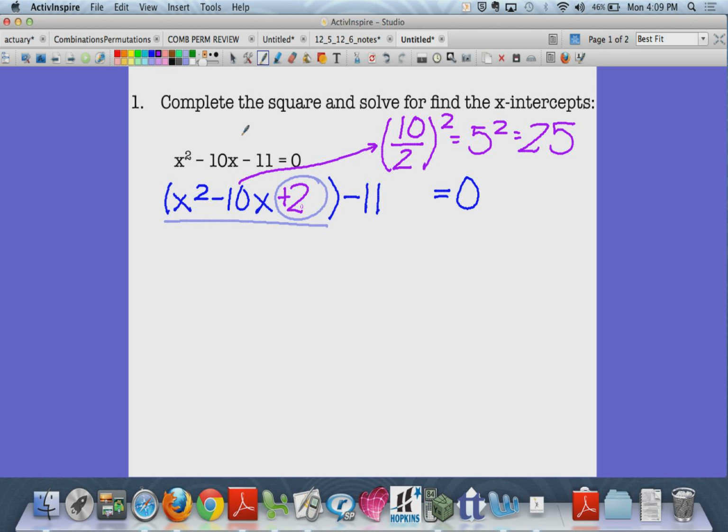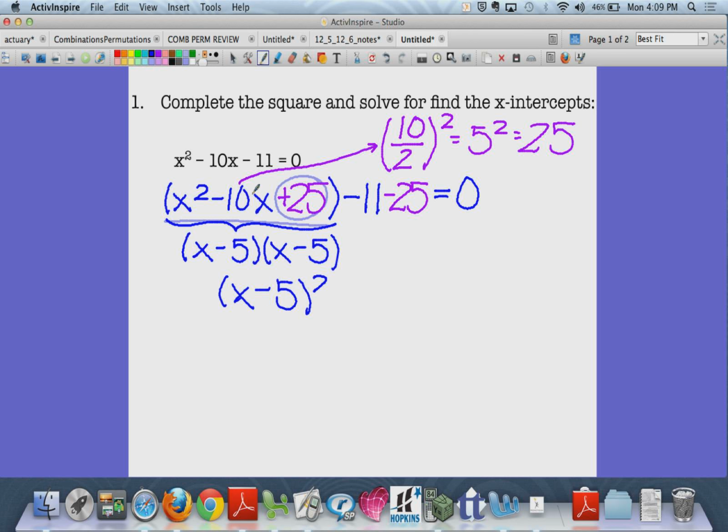I'm going to add it here, but because I don't want to change the equation, I'm also going to subtract it over here. So now I have actually the same equation, it just looks a little bit different. If I've done my work right, this equation should now factor as two binomials that are exactly the same. So it turns out that the two numbers that multiply to give you 25 but add up to negative 10 are negative 5 and negative 5. So we can just write it as x minus 5 squared. That's the square in completing the square.